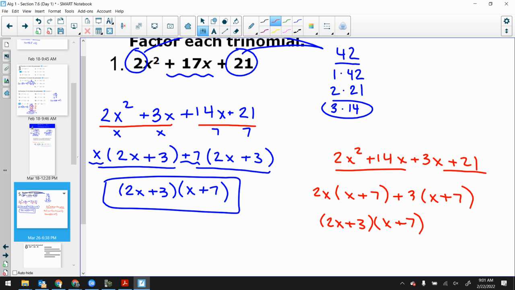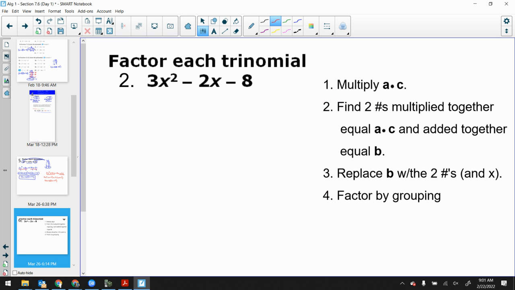Okay, can we try that again? From here on, just repetition. You've learned everything that we're going to learn today. Now it's just repetition. So let me outline each step for you because some of you like it stepped out like this. Step 1, multiply A times C. What does that mean? In this case, A is 3, C is negative 8. So 3 times negative 8, negative 24. So step 1, multiply first and last.